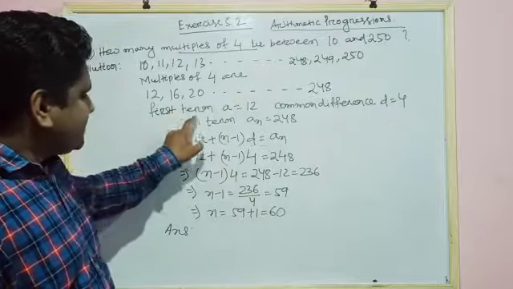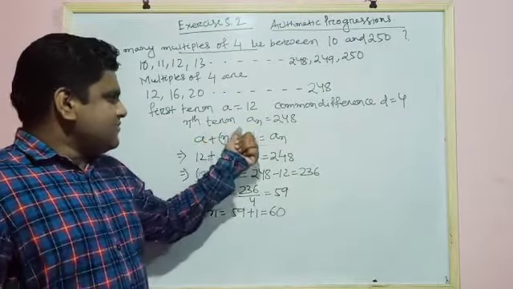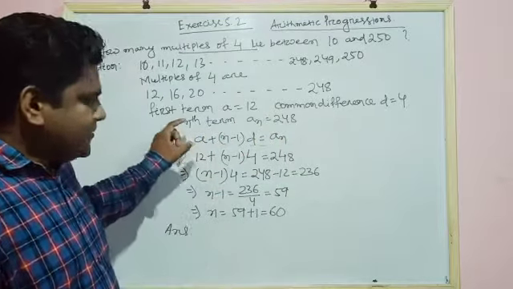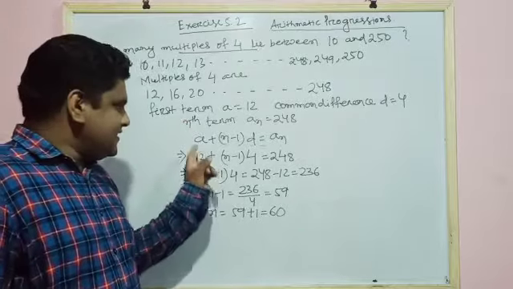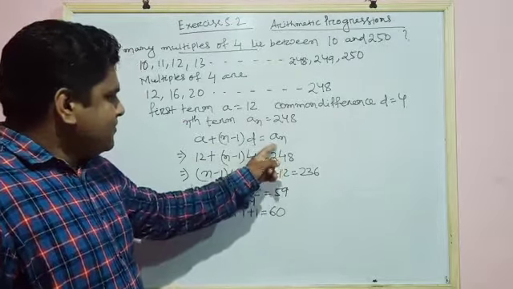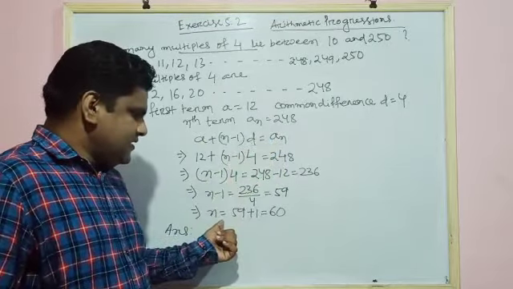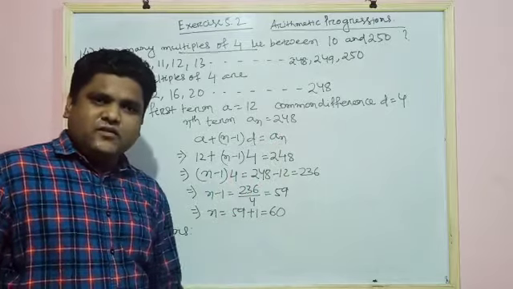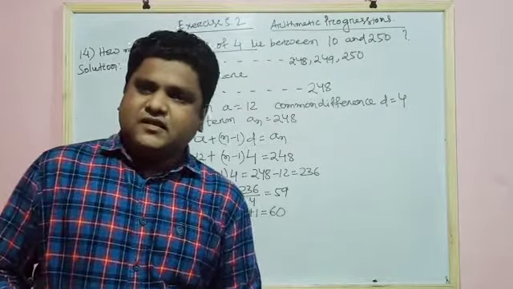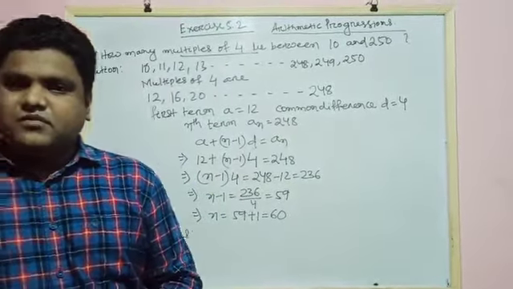For this sequence, first term a will be 12, common difference d equal to 4, and nth term we can write 248, meaning the last term is 248. We have to take the formula to find an, that is a plus n minus 1 into d is an. Now we put the values of a, d and an and get the value of n, that is n equal to 60. So we write the final answer that there are 60 terms between 10 and 250 which are multiples of 4.